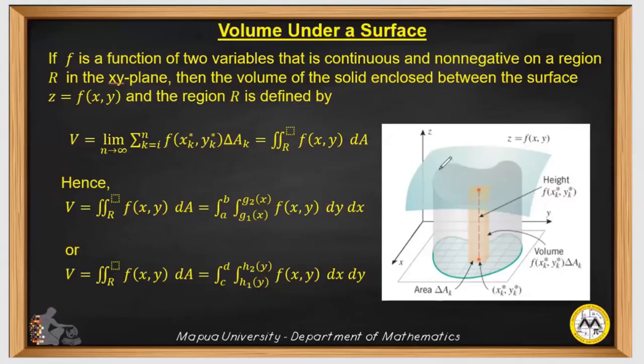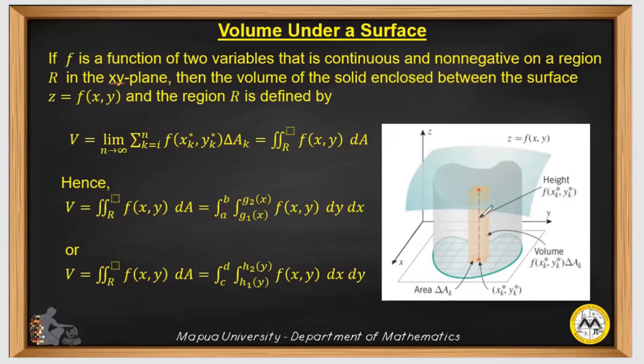If you want to find the volume of the solid under a surface, enclosed by a surface Z, which is a function of X and Y, and the region R on the XY plane, there will be no more revolution or axis of revolution, because we already have a solid. Since we have a solid, we will not use a rectangular element anymore.